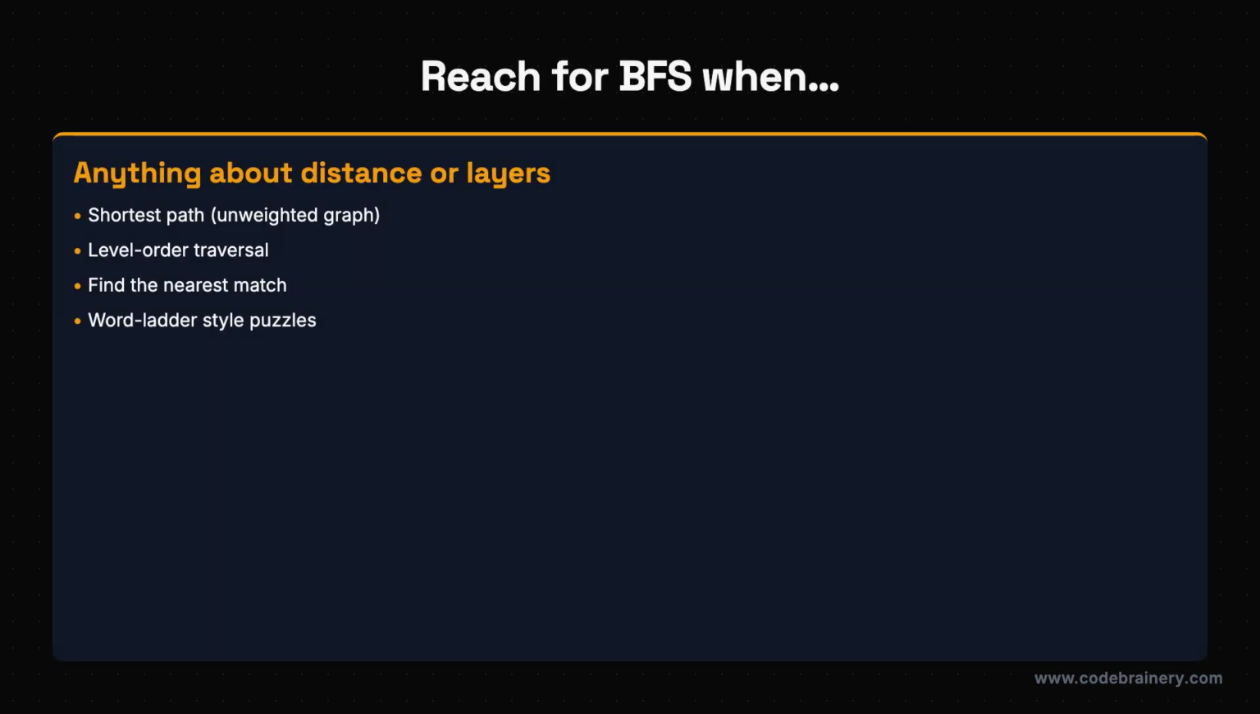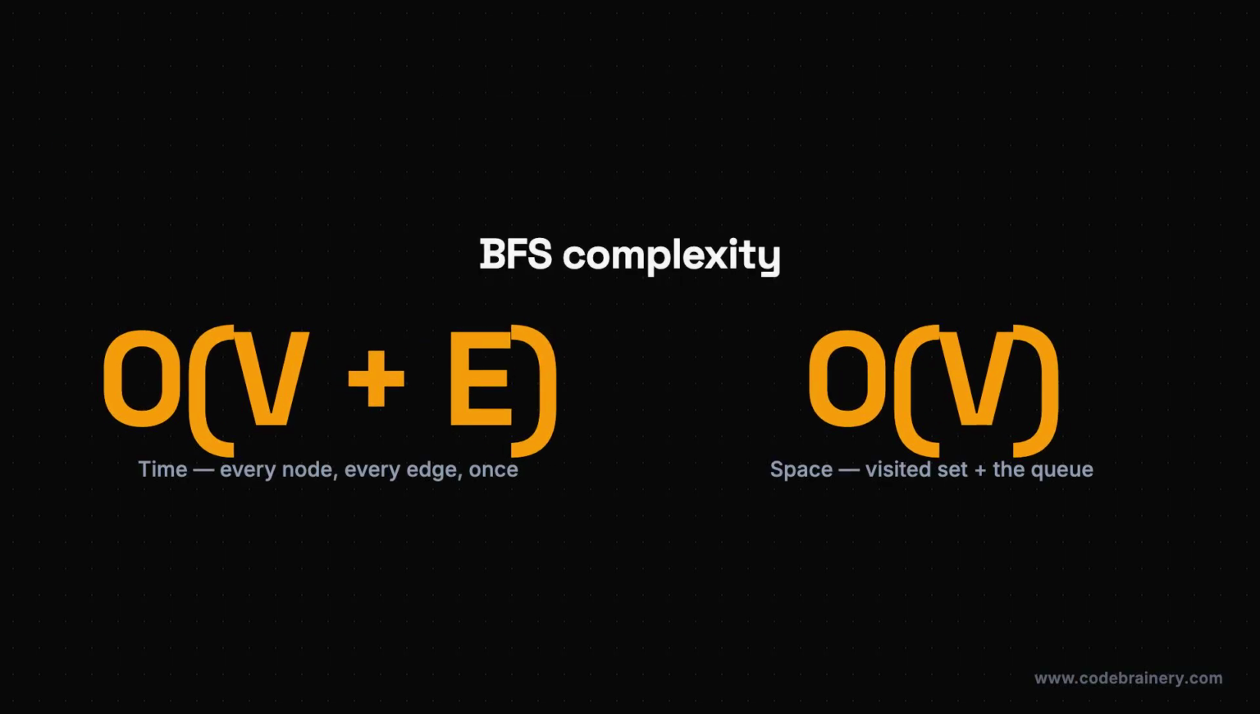Breadth first is the algorithm for shortest path in an unweighted graph. Also great for level order traversal, finding the nearest match, or solving word ladder style puzzles. Same complexity story. Time? Big O of V plus E. Space? Big O of V, for the visited set and the queue.